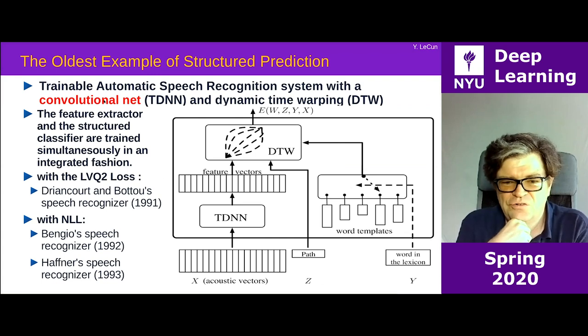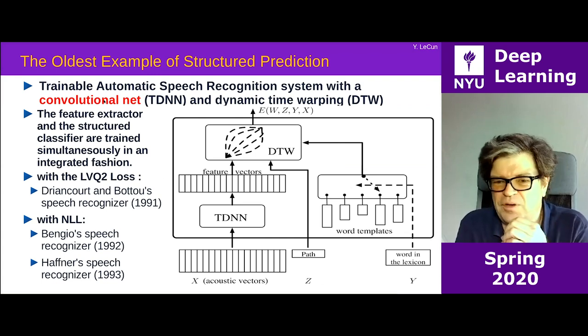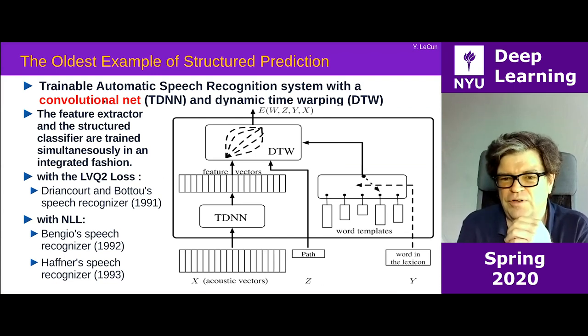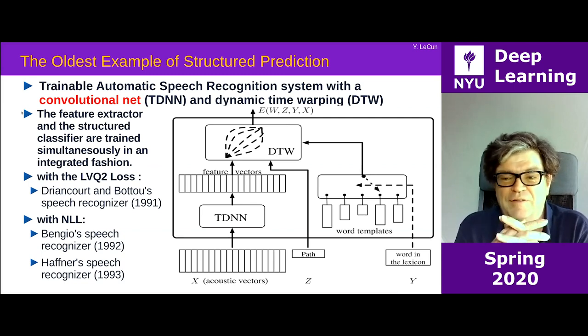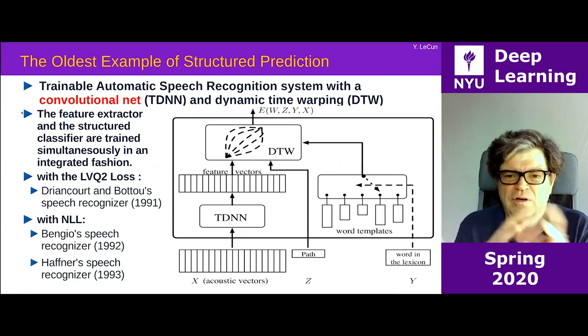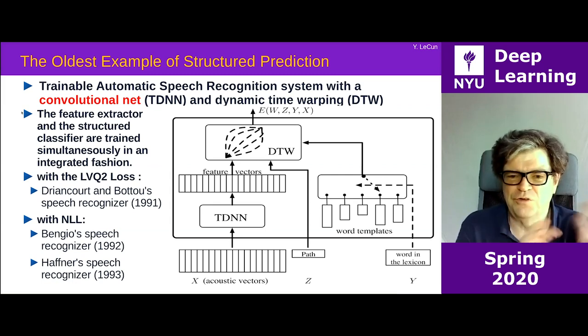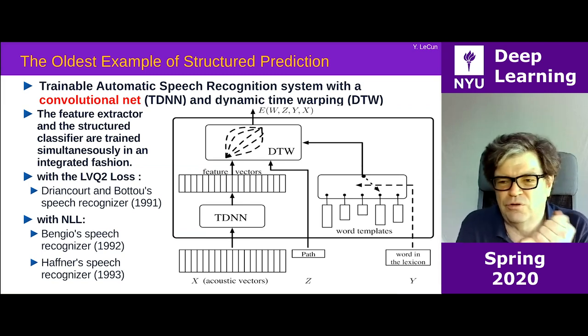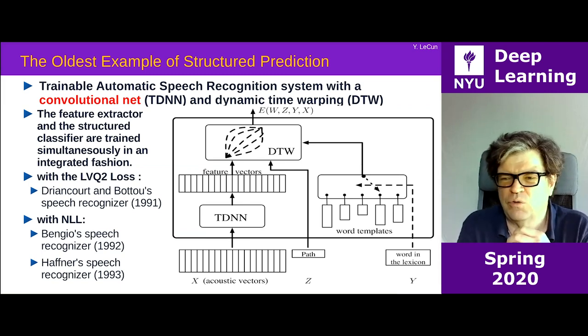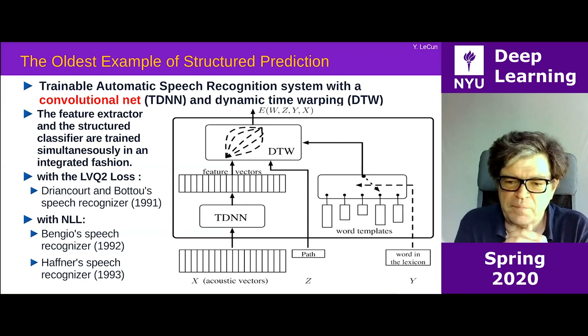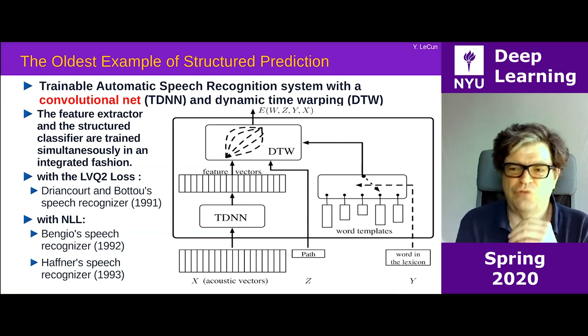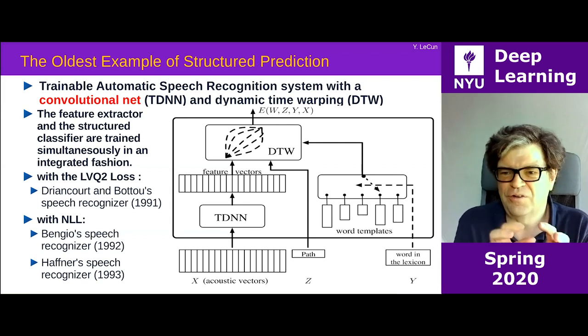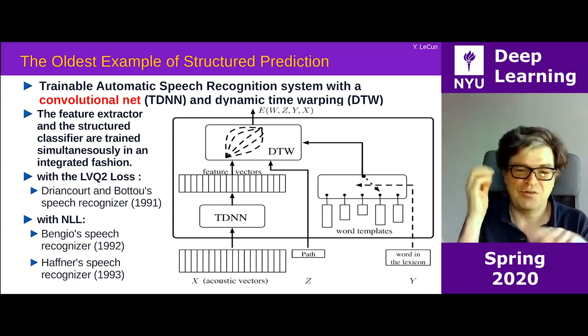Here, I wrote TDNN. This means time delay neural net. It's basically a temporal convolutional net. So this is the first model I can find of structure prediction hybridized with neural nets, if you want. The problem that Xavier Driancourt and Léon Bottou were trying to solve was recognizing words using a neural net, and to some extent, the modern approaches are kind of similar to this.